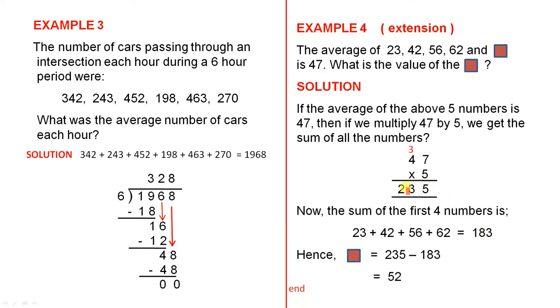So if the sum of the 5 numbers was 235, the sum of the first 4 was 183, the way to find the square is 235 minus 183, and that gives us 52. So the value of the square is 52. So this has been a very interesting little video just to show us how we calculate the average.